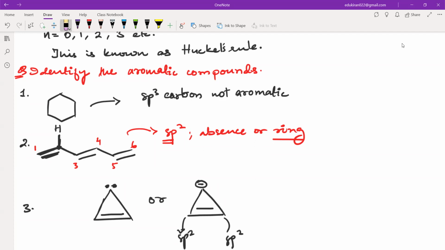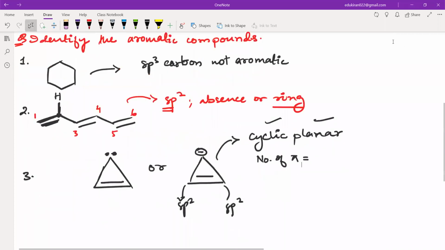Okay. So all of these are planar. So it is what? It is cyclic. It is planar. Right? So cyclic and planar. First 2 conditions are fulfilled. Now we will look at the pi electrons. So the number of pi electrons means all the electrons that are participating in the resonance.